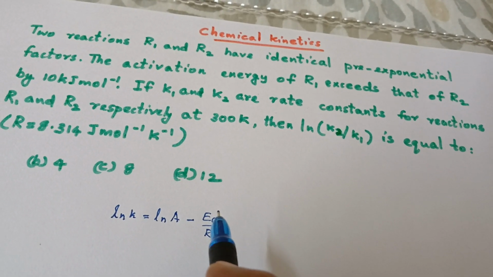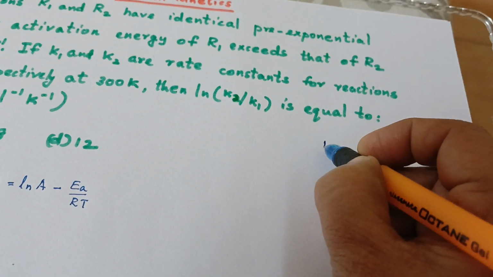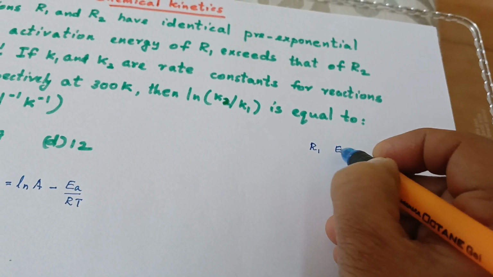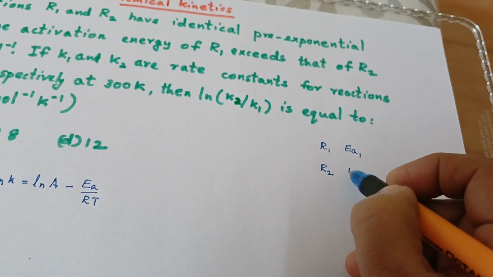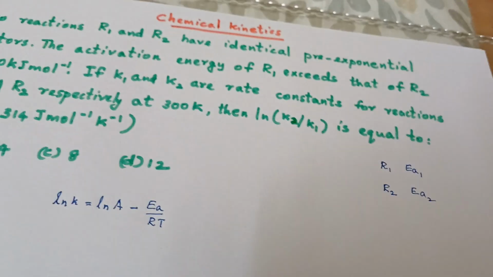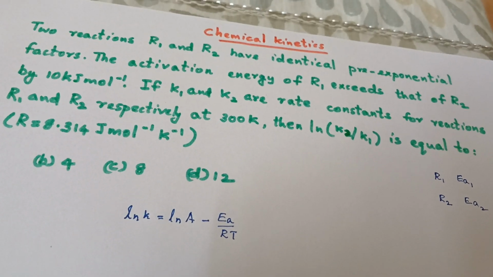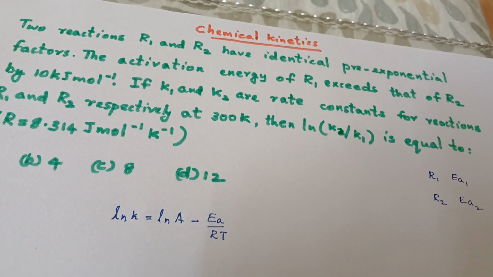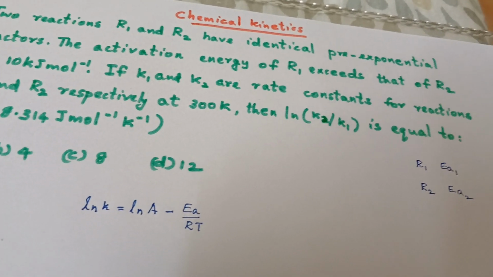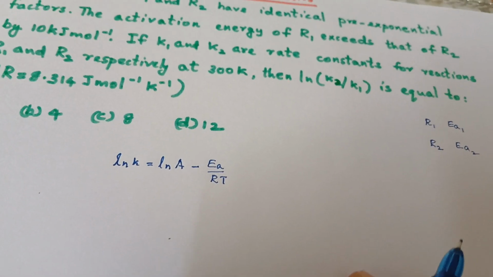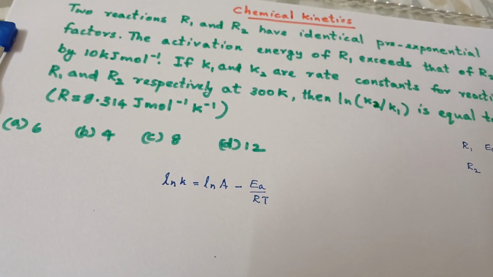What else is given? We are told the activation energy of reaction R1 is, let us take it as EA1, and the activation energy of R2 is EA2. We are told activation energy of R1 exceeds that of R2 by 10 kJ per mole. So the difference is 10 kJ per mole. Gas constant is also given. K1 and K2 are the rate constants for the reaction. So we are asked to find ln K2 by K1.